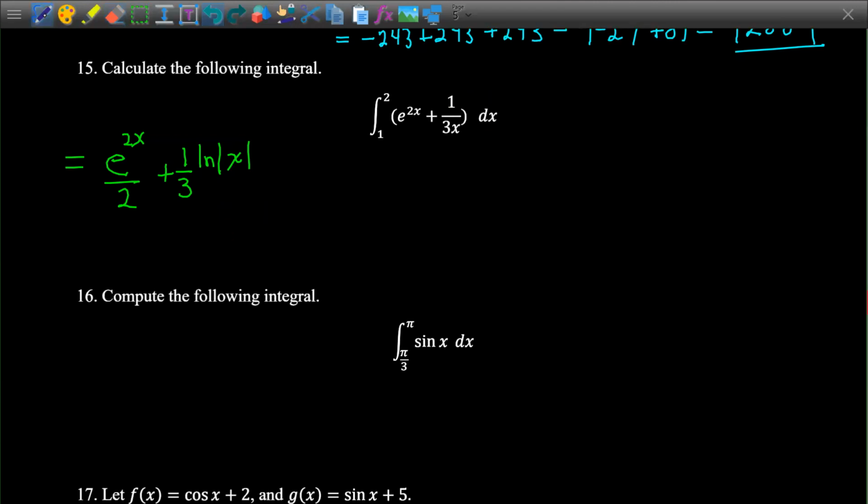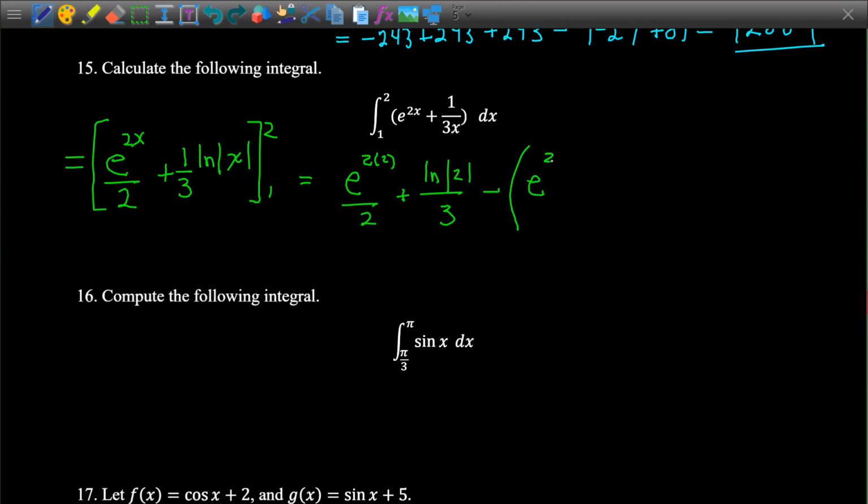And we need to evaluate this at our limits of integration from 1 to 2. So we'll do this at 2. We have e to the 2 times 2 over 2, plus natural log of 2 over 3. And then subtract from that e to the 2 times 1 over 2, plus natural log of 1, absolute value of 1 over 3.